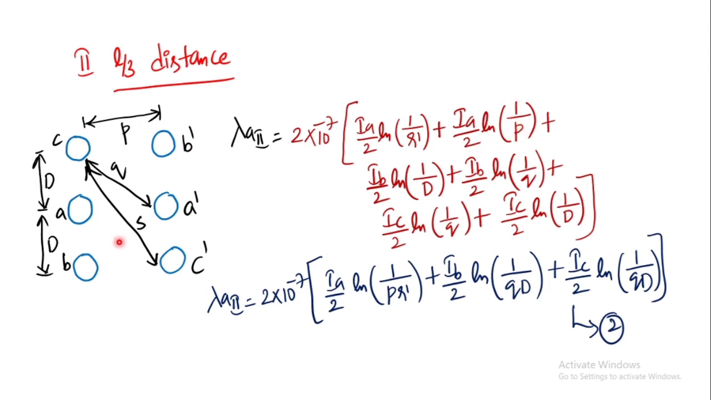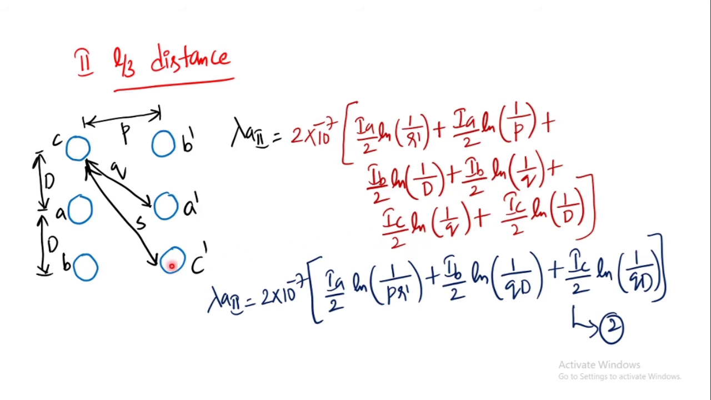Similarly, now we need to consider B and B dash. B to A distance, what is B to A distance? D. So, ln of 1 by D. Next, B dash to A distance. If the horizontal and vertical distances are not changing, the distance between C to A dash is the same as the distance between B dash to A. What is the distance between C to A dash? Q. So, the distance between B dash to A is also Q. That is the reason why you got 1 by Q here.